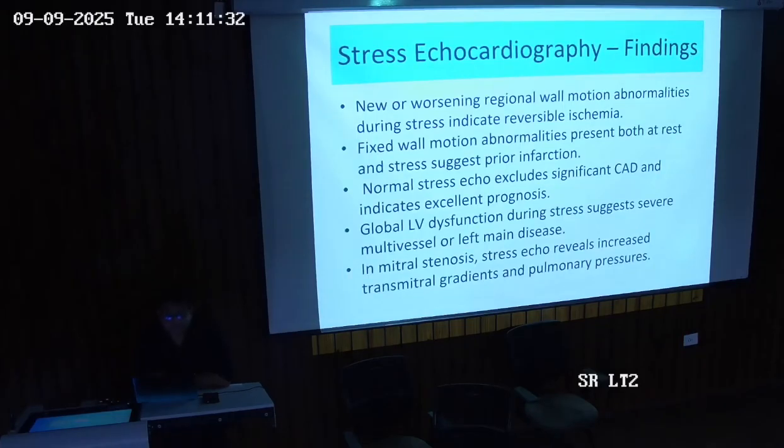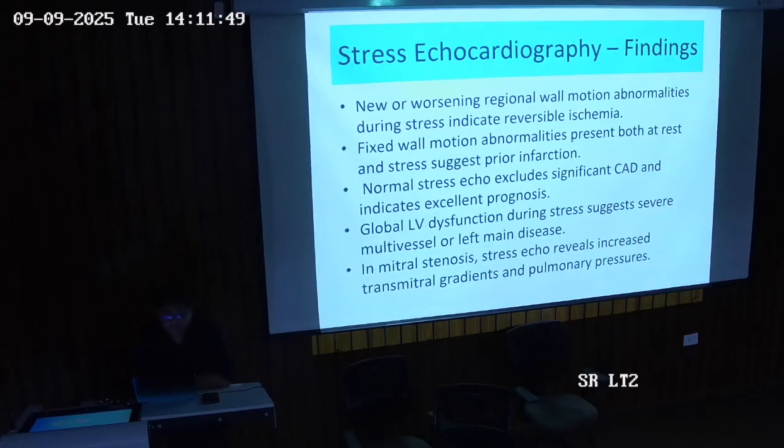Finding new or worsening regional wall motion abnormalities during stress indicates reversible ischemia. So it may indicate that there is some viable myocardium that can be saved by a procedure like stenting or CABG.